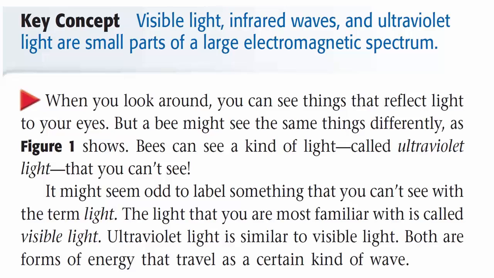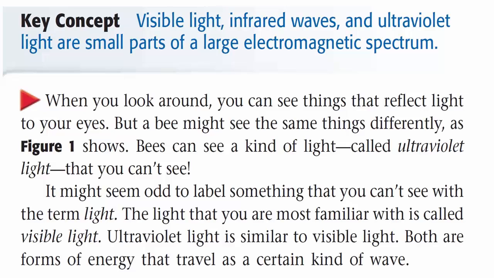But a bee might see the same things differently, as Figure 1 shows. Bees can see a kind of light, called ultraviolet light, that you can't see. It might seem odd to label something that you can't see with the term light. The light that you are most familiar with is called visible light. Ultraviolet light is similar to visible light.